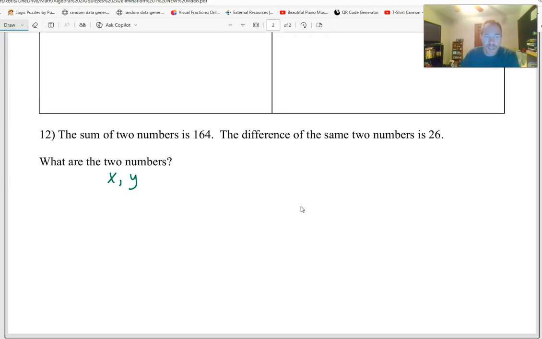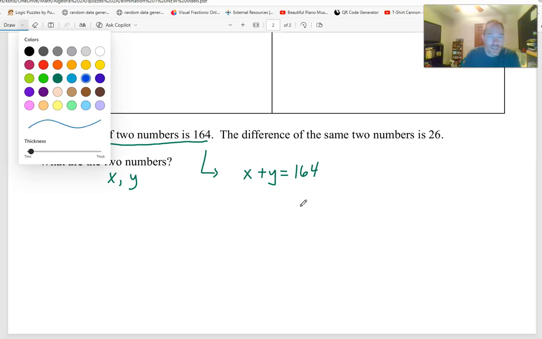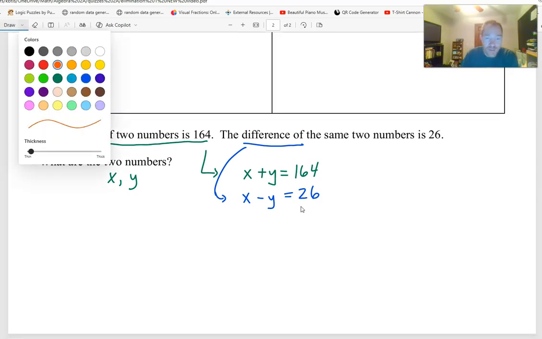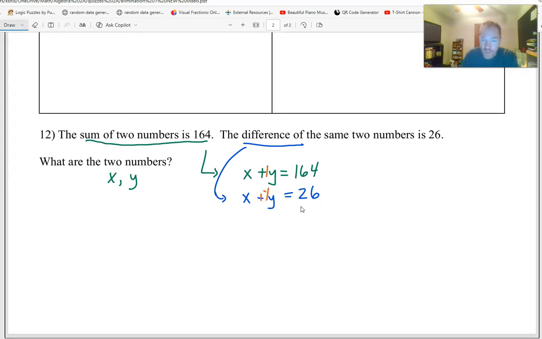So the sum being 164, we could write that out. Sum is addition. So the sum of x and y is 164. I could say x plus y equals 164. The difference is subtraction. So for the difference equation, we could say that x minus y is equal to 26. So I've just created a system of equations. I notice that I've got positive 1y and negative 1y. So those will cancel if I add them together. This is set up for elimination. If I add these together, y will go away.